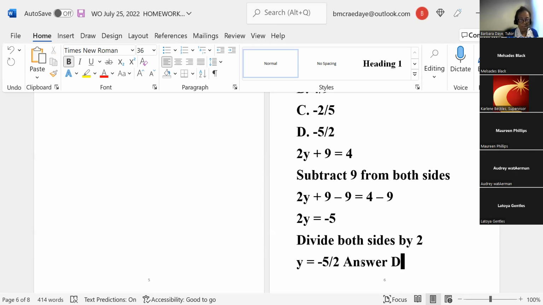You had 2 steps. You subtracted out the 9, right? And you were left with 2y equals -5, and that's connected by multiplication. The opposite of multiplication is division. Divide by the 2 and you get -5 over 2, answer D. Questions?